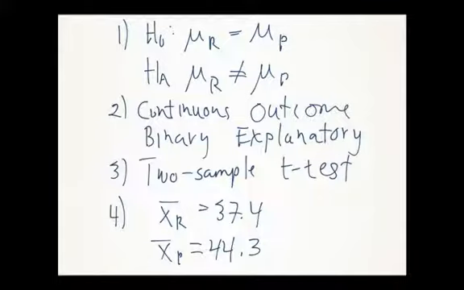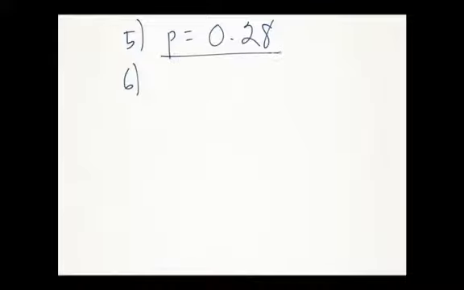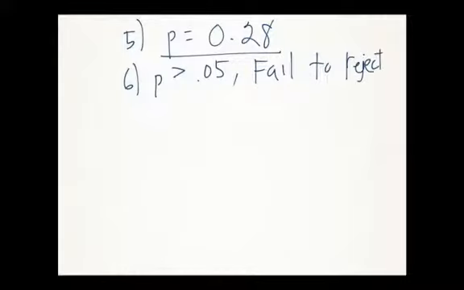So now I need a p-value, that's step 5. And that I would get from my statistical software package. We'll work through an example in the next session. Turns out in this case it's 0.28. Now I have to make a decision based on this p-value. Since it's greater than 0.05, we fail to reject the null. Remember, we always fail to reject. We don't accept the null. We fail to reject it because the p-value is greater than 0.05.